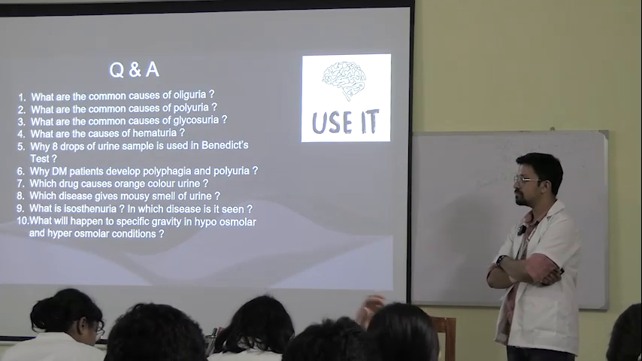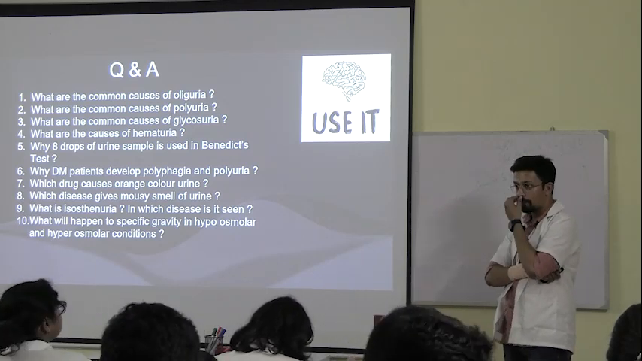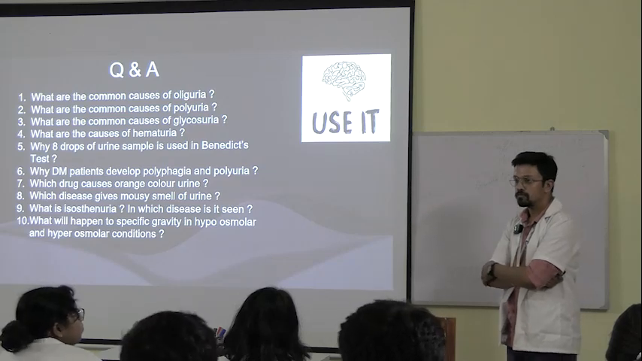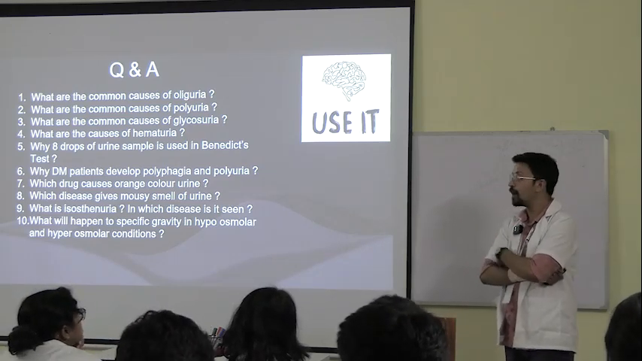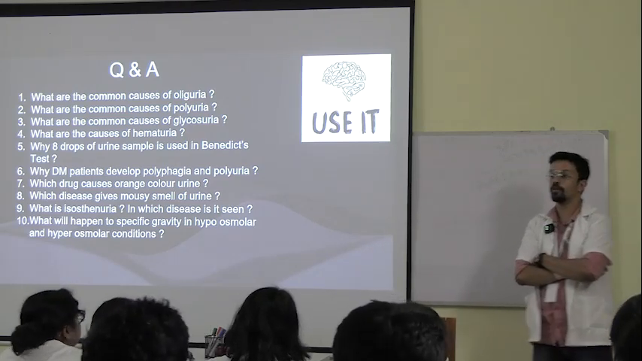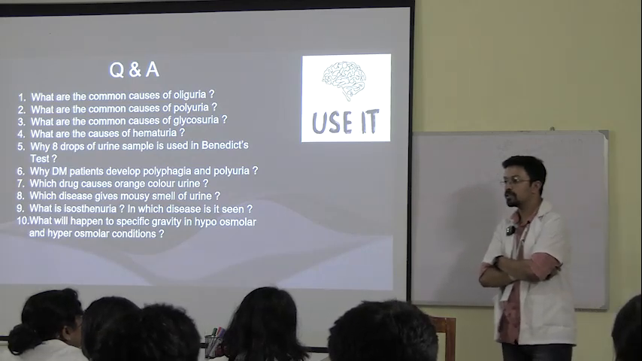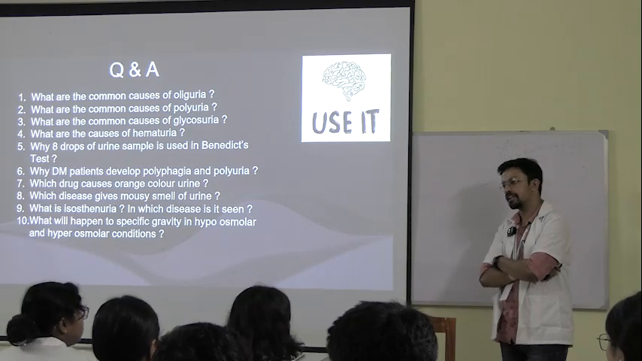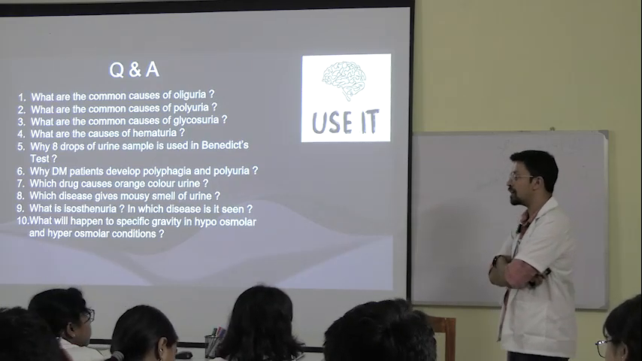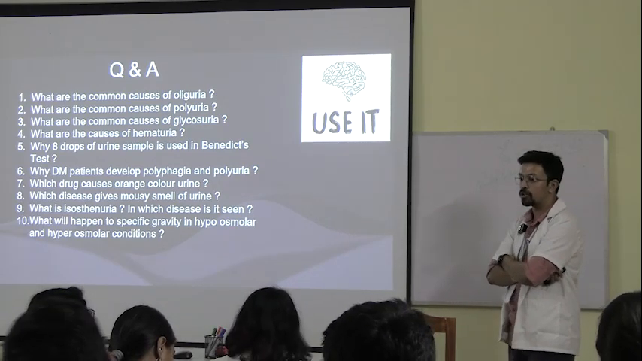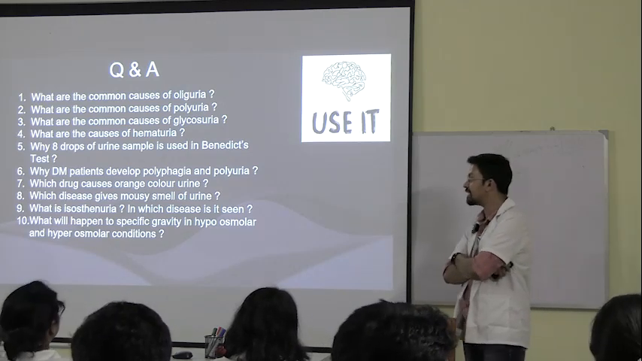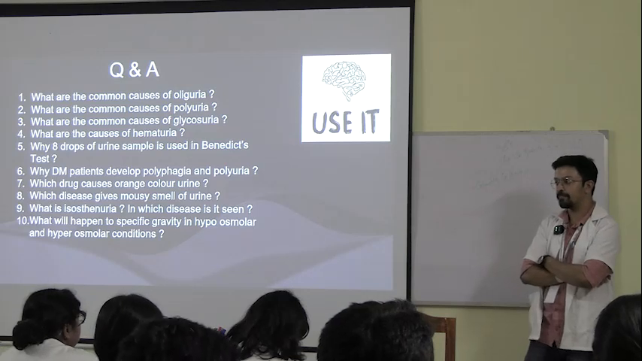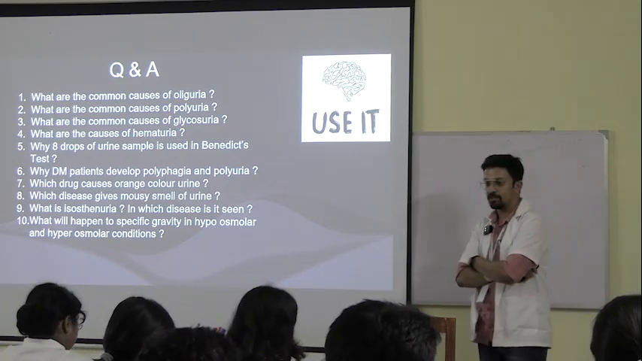Why polyphagia? Polyuria, he already told. I have already mentioned polyuria. Why polyphagia? And there is one more condition. Polydipsia. Exactly. What is polydipsia? Increased thirst. So increased thirst, increased urge to intake food, and increased urine excretion. These are the three trio that the patient can come with in case of diabetes mellitus. These are the prime symptoms.